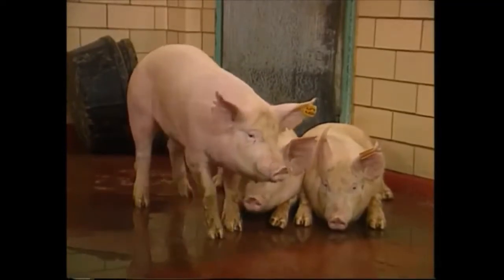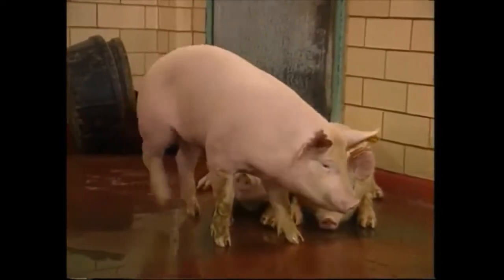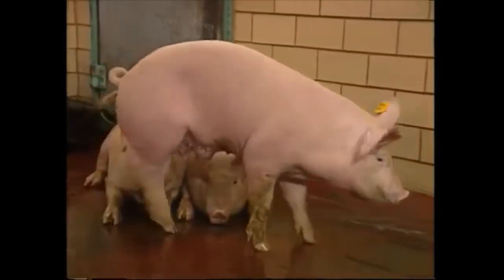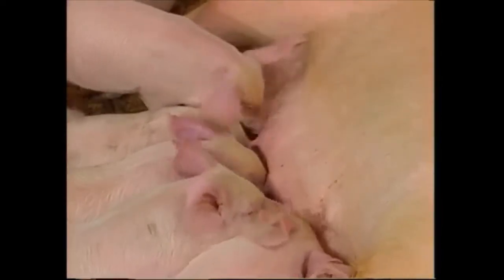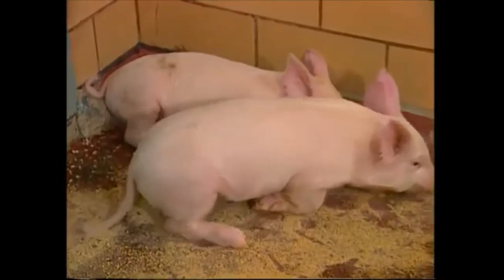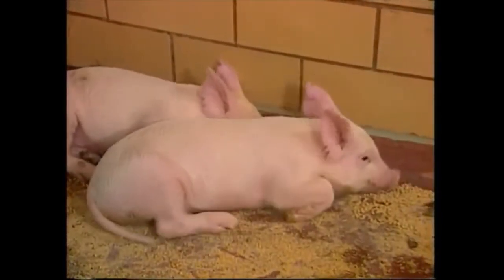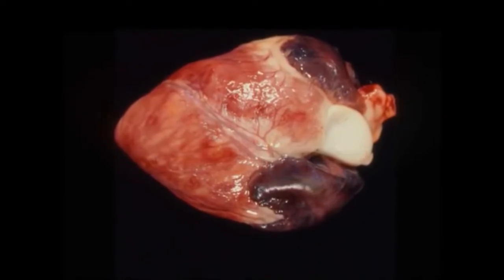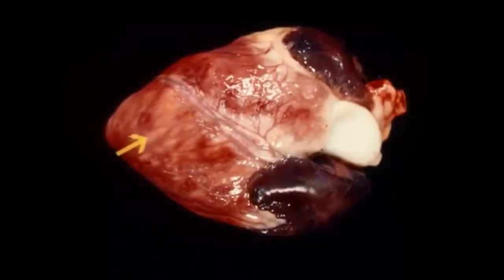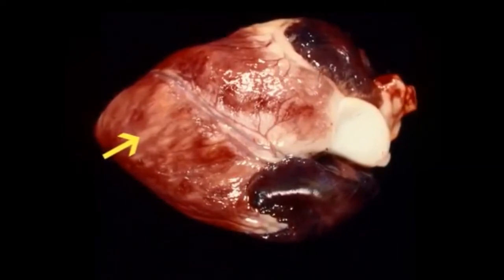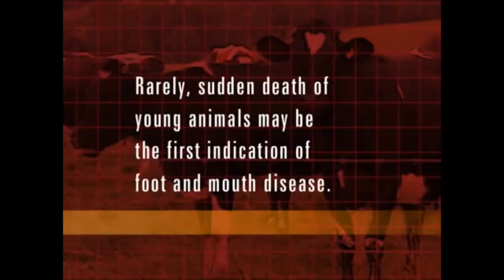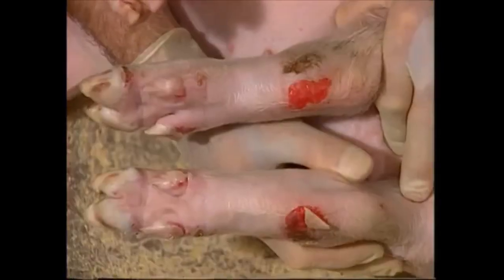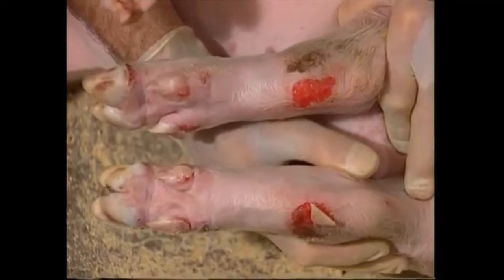Spread of infection to animals in contact can also be extremely rapid, with pigs recognized as important amplifying hosts for the virus. Young or weak animals infected with foot and mouth disease virus may die suddenly. In pigs, this mortality can sometimes extend to animals up to 6 months of age. On post-mortem examination, these animals usually have some areas of necrosis in the heart due to myocarditis and evidence of heart failure. Rarely, sudden death of young animals may be the first indication of an outbreak of foot and mouth disease. In Australia, lameness and vesicular lesions are much more likely to be the first indication of an outbreak.